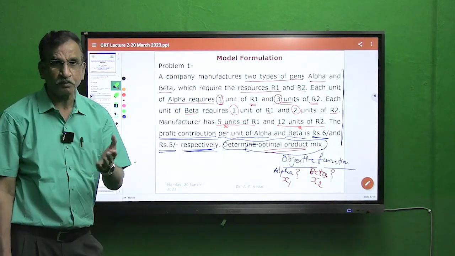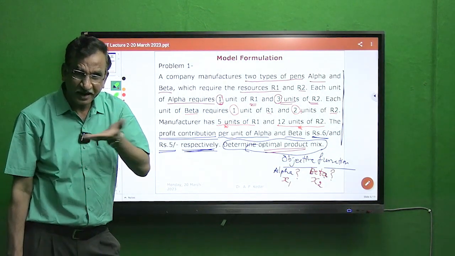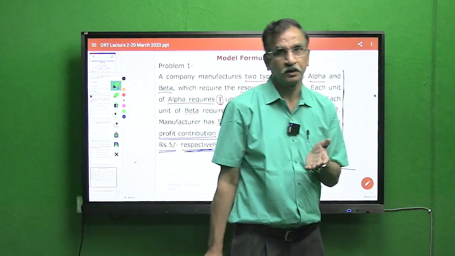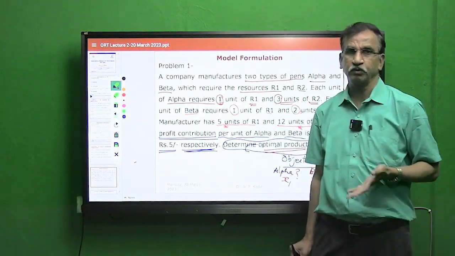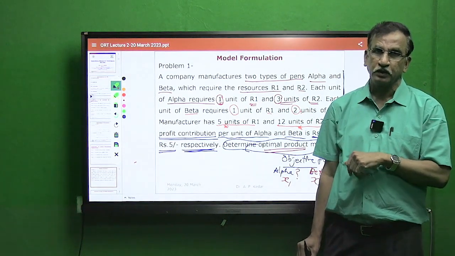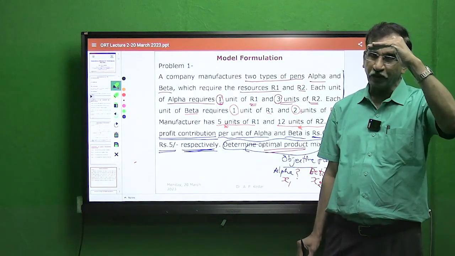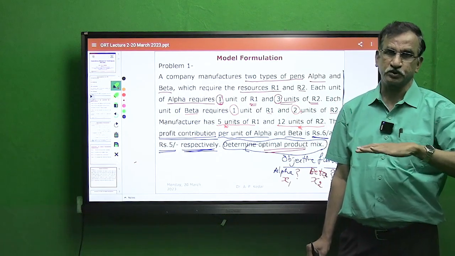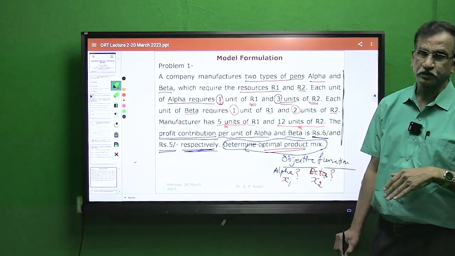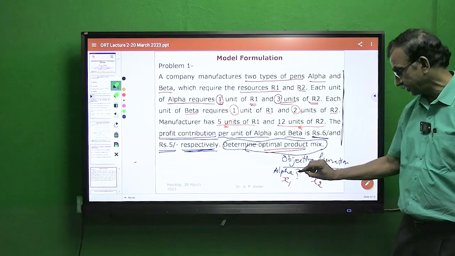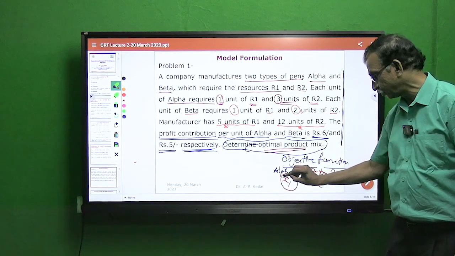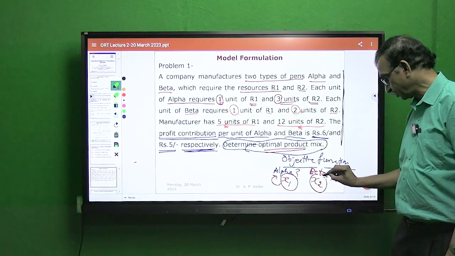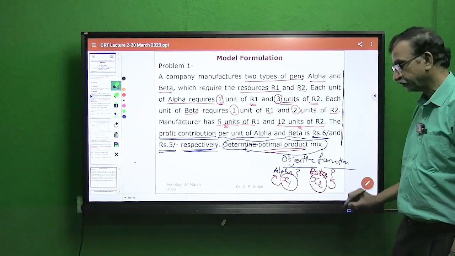I'll start my problem from this scratch position. This is called a scratch position. I don't know anything. I want to find the quantity, but to end with some calculated value, I have to start from some base. And the base is an assumption. What am I assuming? Let x1 be the quantity of alpha pen, and x2 be the quantity of beta pen.